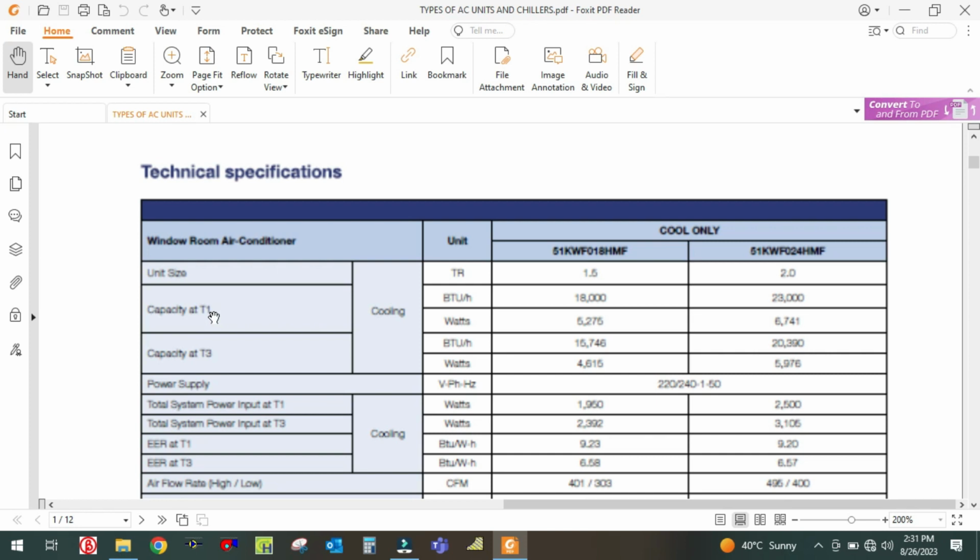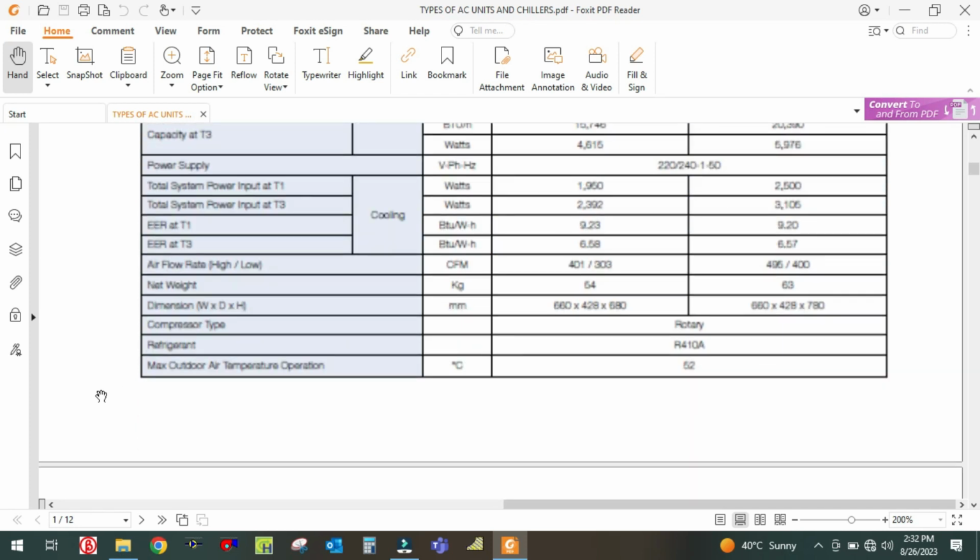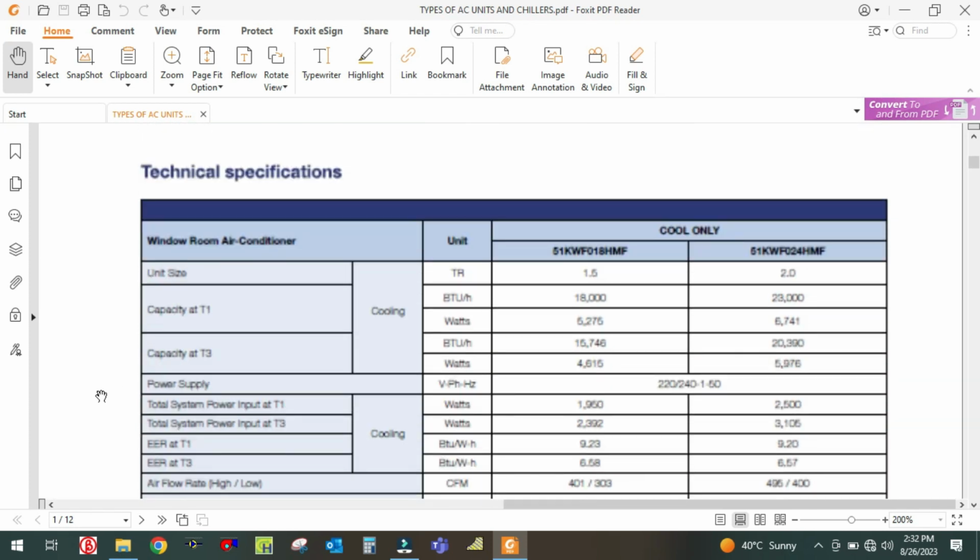And there are two temperature conditions actually, T1 and T3. T1 is nothing but the unit performance at 35 degree ambient, and T3 is nothing but at 50 degree ambient. T1 is nothing but the standard unit, and T3 is nothing but the selected or customized unit you can say.